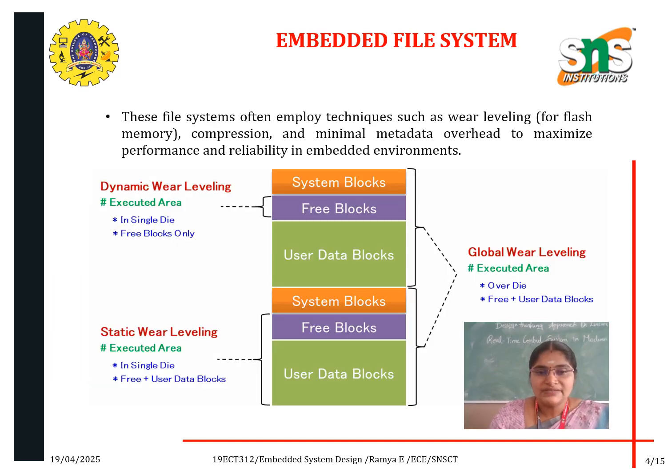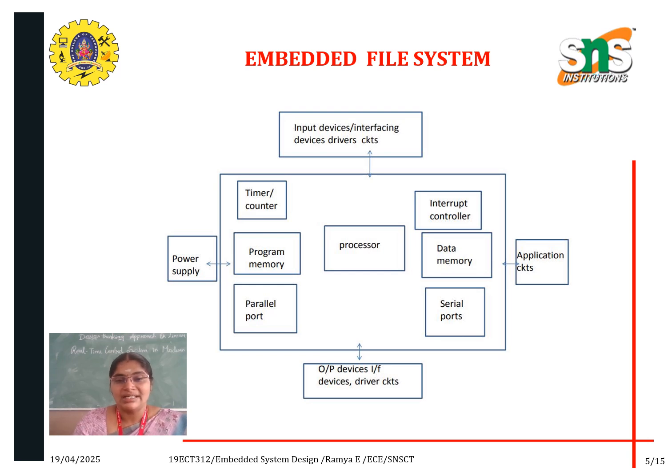These file systems often employ techniques such as wear leveling for flash memory, compression, and minimal metadata overhead to maximize performance and reliability in embedded environments. In this diagram, we have three types of wear leveling: dynamic wear leveling, static wear leveling, and global wear leveling. Dynamic wear leveling is in a single die. Static wear leveling is a single die but with free plus user data blocks. And global wear leveling is over dies.